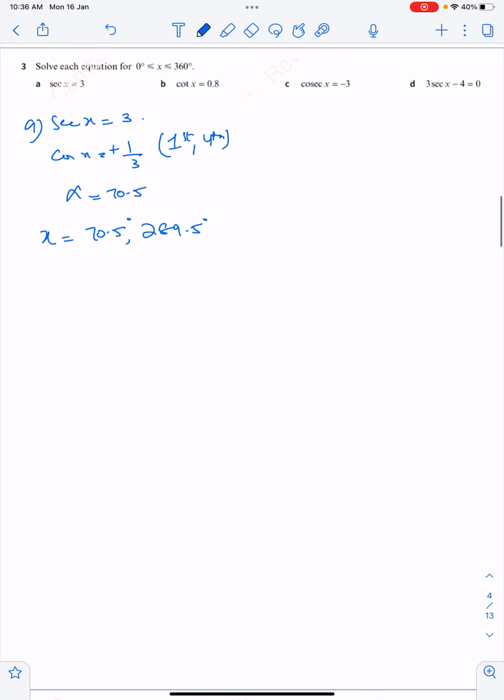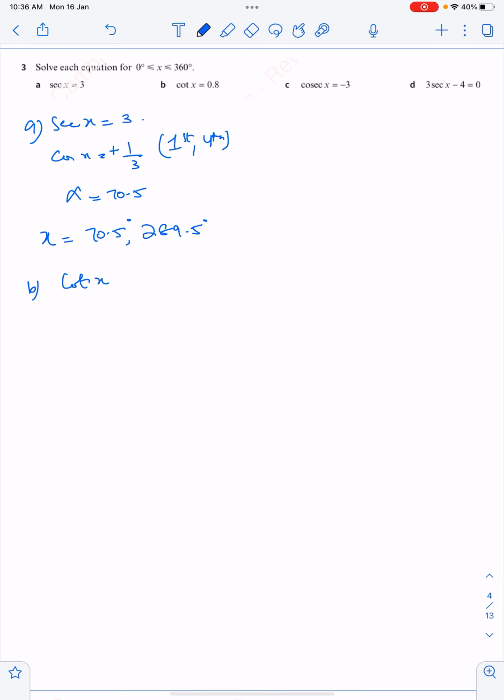Okay, I am doing question number B part. It says cot of x equals 0.8. Reciprocating both sides, tan of x equals 1 upon 0.8, which is 5 upon 4. Okay, finding out the basic angle. Basic angle will be tan inverse of 5 upon 4. That's what I am doing here, which is coming out to be 51.34.